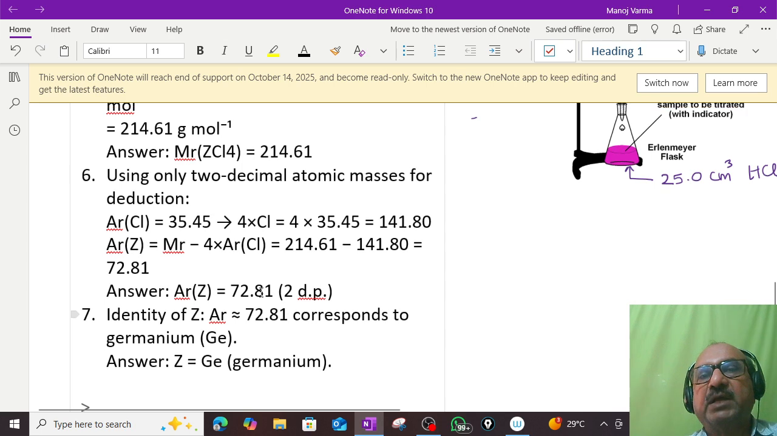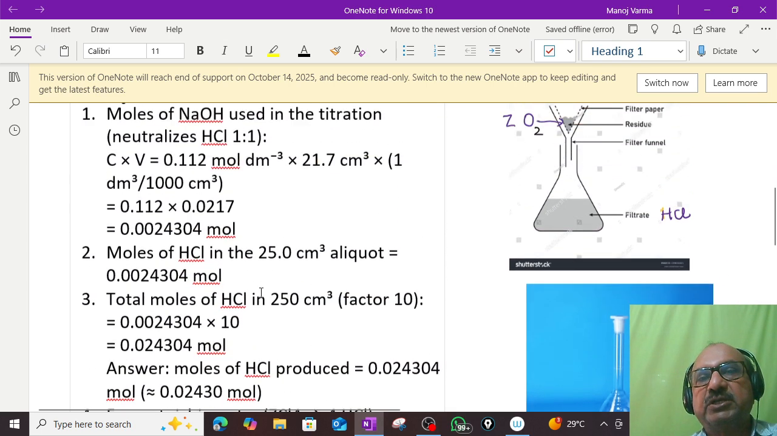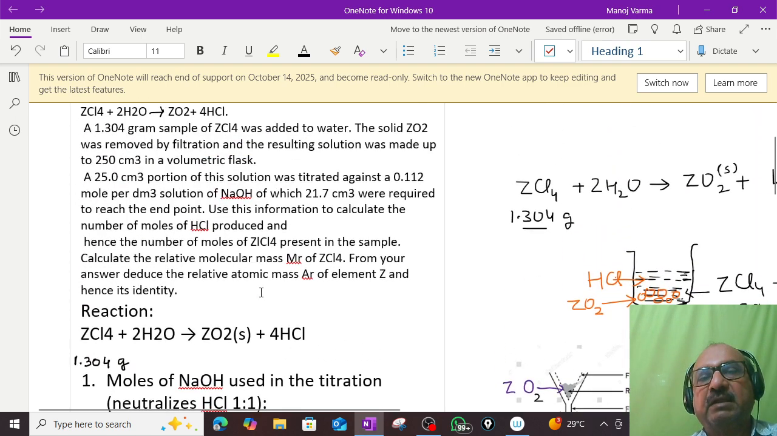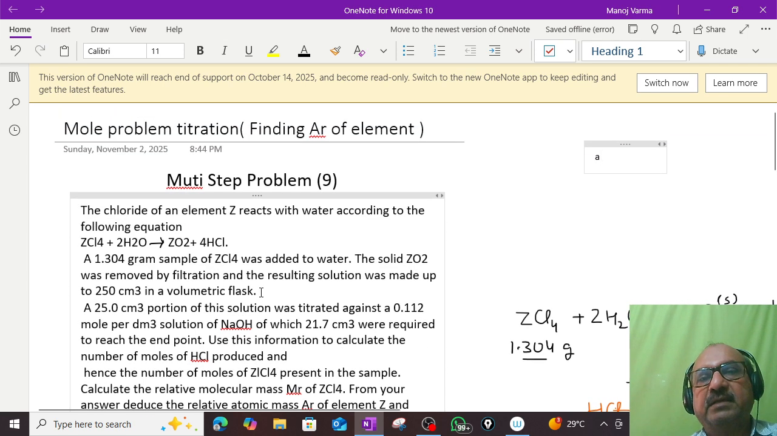So I hope that you understood the various steps involved in the calculation of such type of problem, in which there are many steps and we have to find, in this particular case, the AR of the unknown element Z.